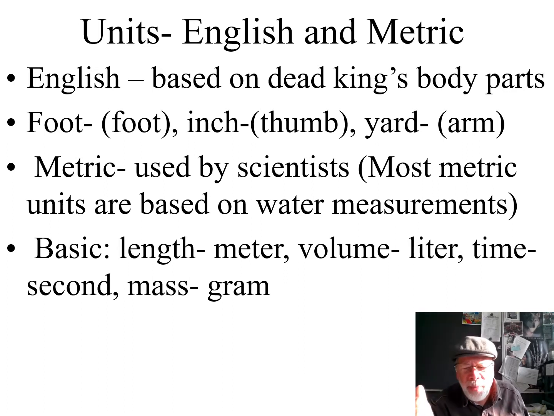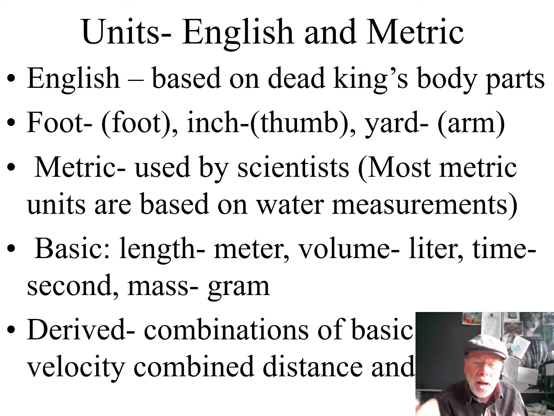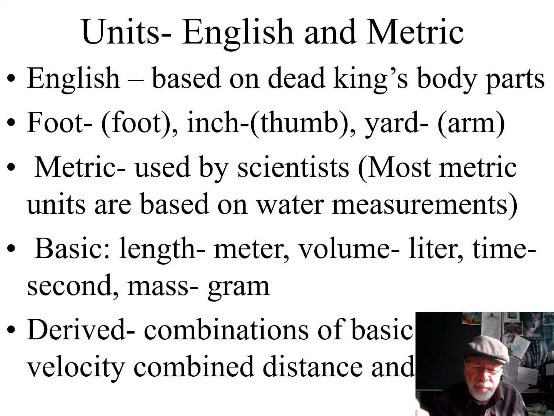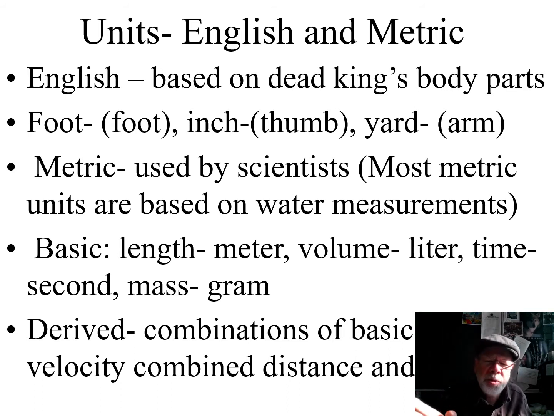So we have the basics of this system. Length is the meter, volume is the liter, time is the second, your normal second, the mass is a gram. Derived would be combinations of basic units. Like, for example, velocity combined distance and time. When you talk about miles per hour, that's how many miles you went in an hour.